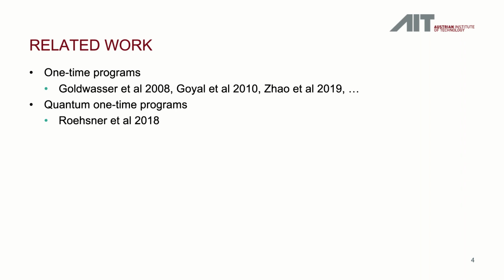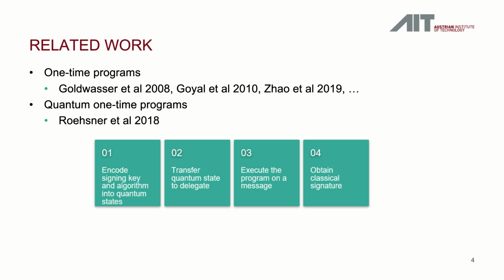A different approach was taken by Lorünser et al. a few years ago, who proposed one-time programs based on quantum properties. So their approach is as follows. The user takes his signing key, the signing algorithm, and encodes this into quantum states. Then this quantum state is transferred to the delegate using a quantum channel. And in order to generate a signature, the delegate now executes this quantum program on the message and obtains a classical signature. The nice thing now is that the execution of the program requires to measure the quantum state, which causes a change of the system's state, and therefore the quantum algorithm cannot be re-executed.